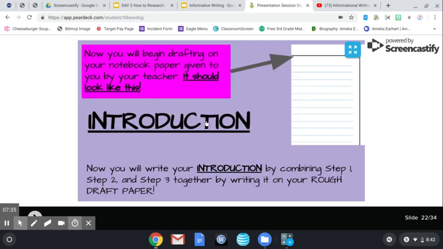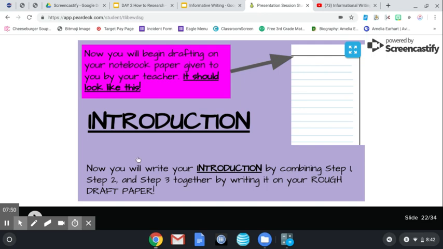So then once you get to this part, it's not working. What's it doing? Oh, okay. It says now you will begin drafting on your notebook paper given to you by your teacher. It should look like this. You should be very familiar with this type of paper because it's going to be the exact same that we used for your Christmas story.